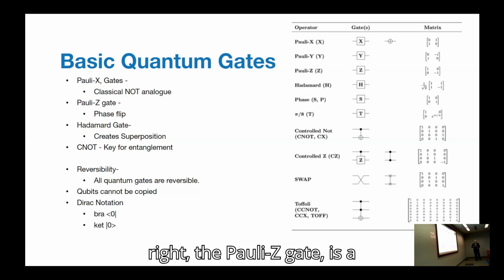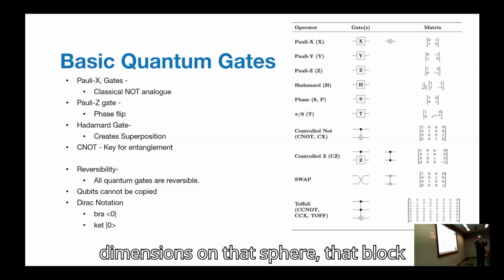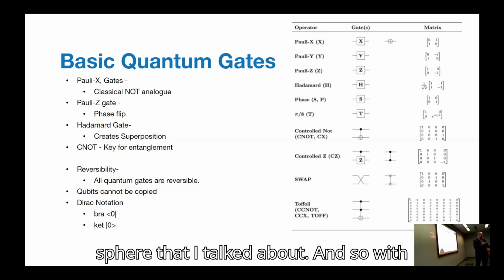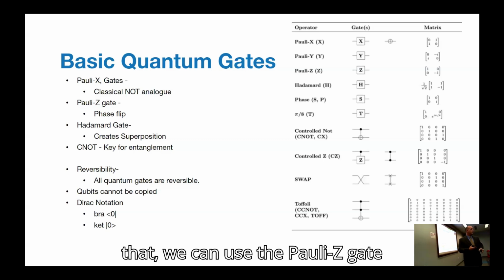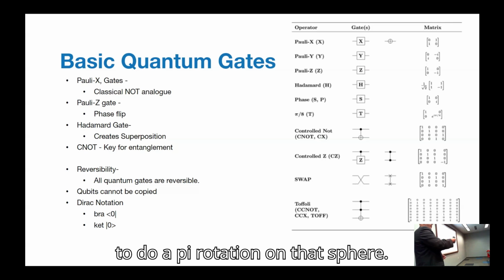The Pauli Z gate is a phase flip. The phase is one of those dimensions on that sphere, the Bloch sphere that I talked about. With that, we can use the Pauli Z gate to do a pi rotation on that sphere.